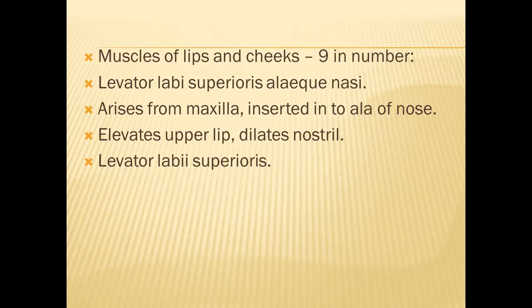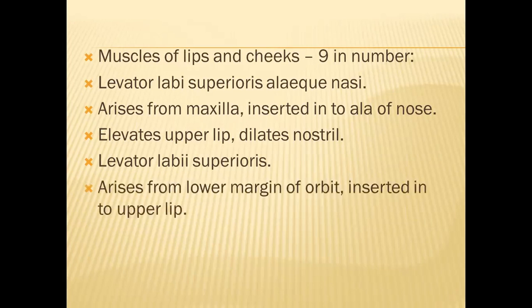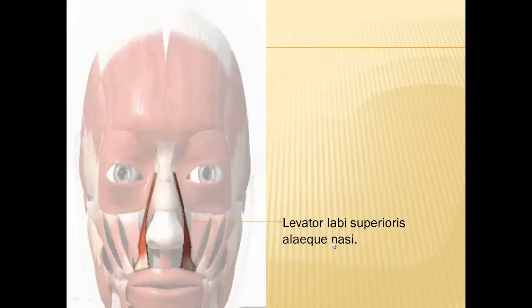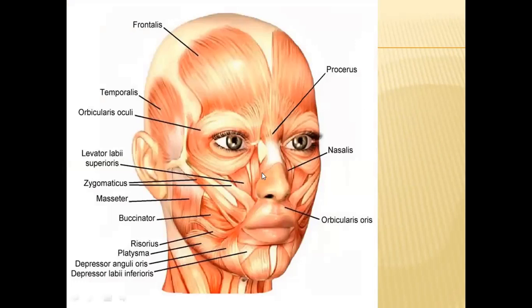Then the levator labii superioris. Labia means lip. Superioris, elevating the upper lip. It arises from the lower margin of the orbit and is inserted into the upper lip, then elevates the upper lip and increases the nasolabial furrow. The nasolabial furrow is increased because of this levator labii superioris. Here you can see the levator labii superioris alaeque nasi. There are two muscles called the levator labii superioris and the levator labii superioris alaeque nasi. Then we can find the same muscles here.